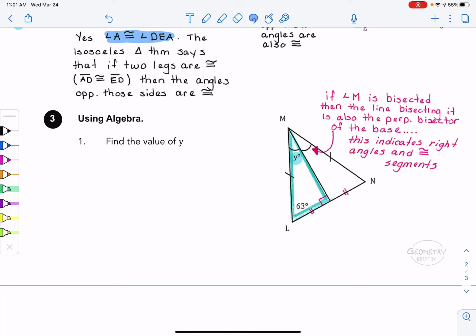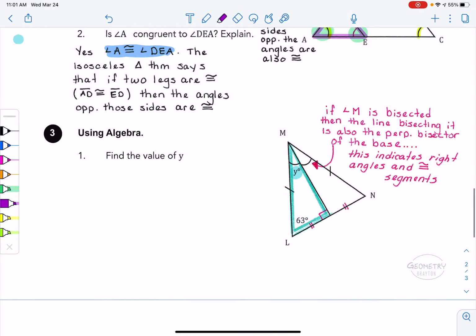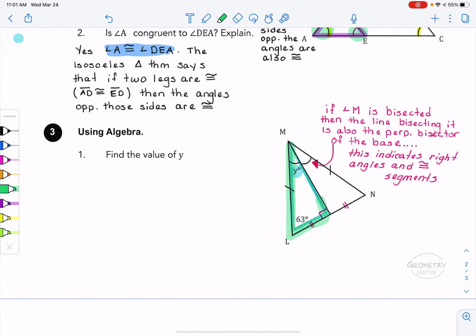And then this indicates right angles and congruent segments. So if this line here bisects the triangle, it bisects this angle to two congruent angles, but it also bisects the base to two congruent segments. So if I erase my purple highlighter, you can see that I already had a triangle highlighted in the tealish color here. And at this point, you can see that we're looking at a small triangle.